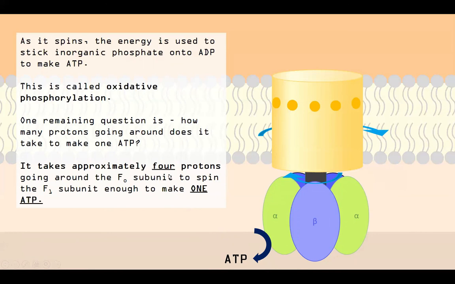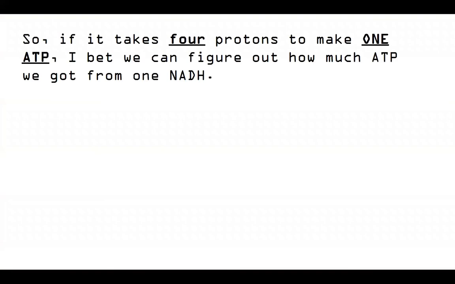So it takes approximately 4 protons going around this C ring, this F0 subunit, to spin our F1 subunit enough to make 1 ATP. So the conversion there is 4 protons make 1 ATP. So let's see how this math works out. If it takes 4 protons to make 1 ATP, how many ATP can we get from 1 NADH?